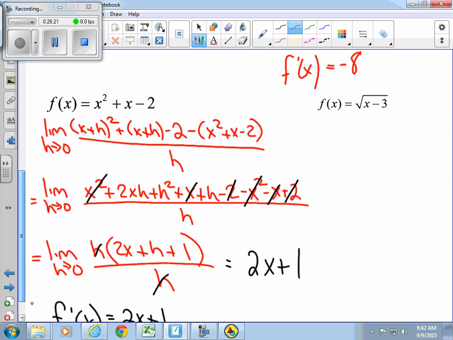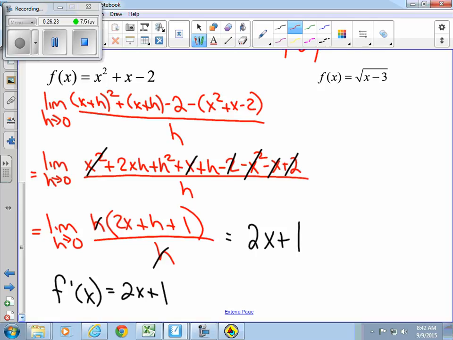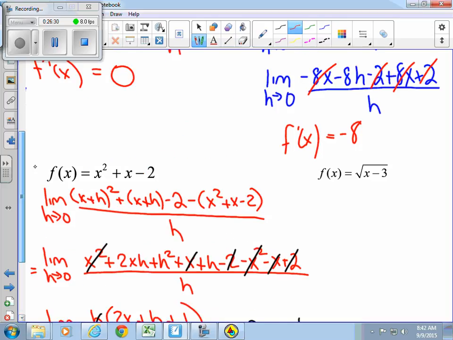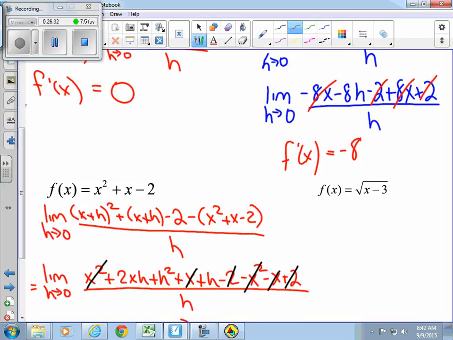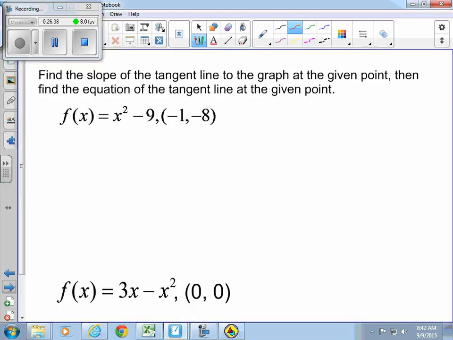Oh, I guess it added a fixture again. So on this one, we got 2x minus 1, and that's because the slope changed as we moved along the curve. But on this one, we just got negative 8 because it's a line. So anywhere on that line, the slope is negative 8. Does that make sense?